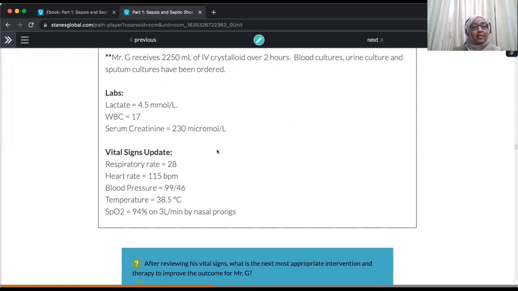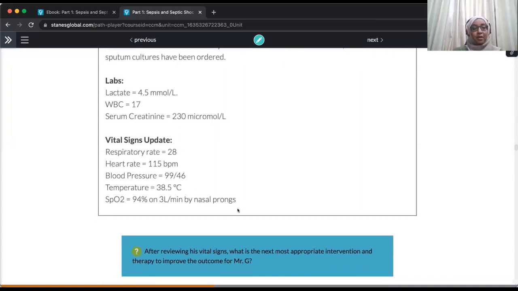His vital signs are currently a respiratory rate of 28, a heart rate of 115 beats per minute, a blood pressure of 99/46, and temperature of 38.5 degrees Celsius. His oxygen saturation is 94% on 3 liters per minute by nasal prongs.